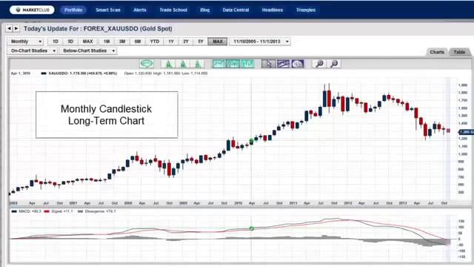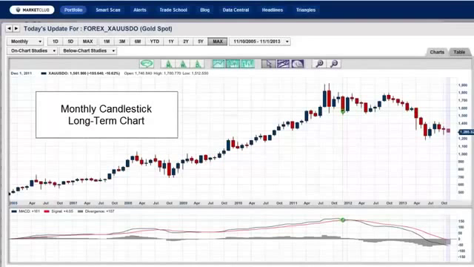The chart we're looking at on the screen is a monthly candlestick long-term chart. The parabolic SAR is a great example of how you can spot long-term trends using this indicator on long-term charts. And trends tend to persist in most markets for quite a while. So let's see how the SAR does on this chart.